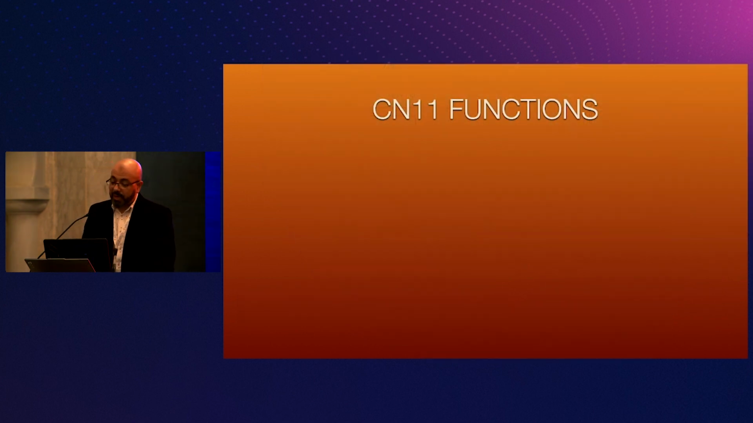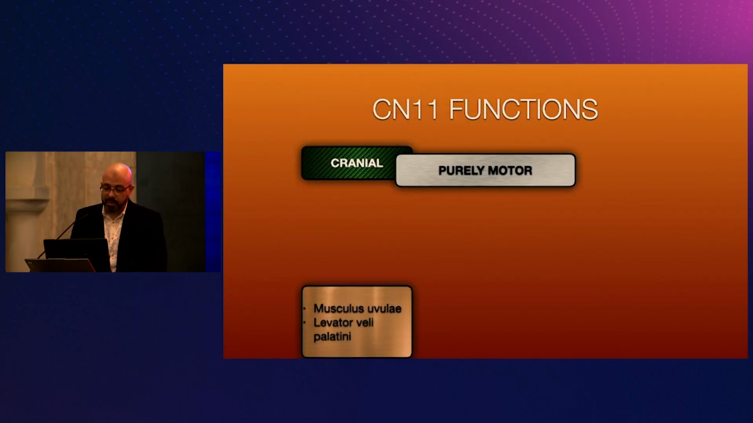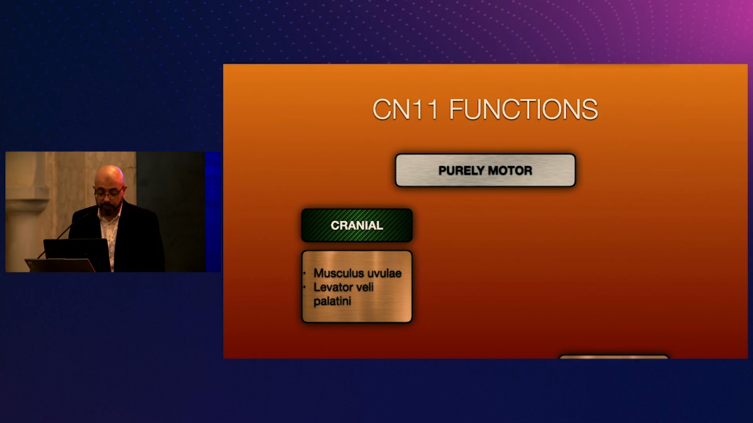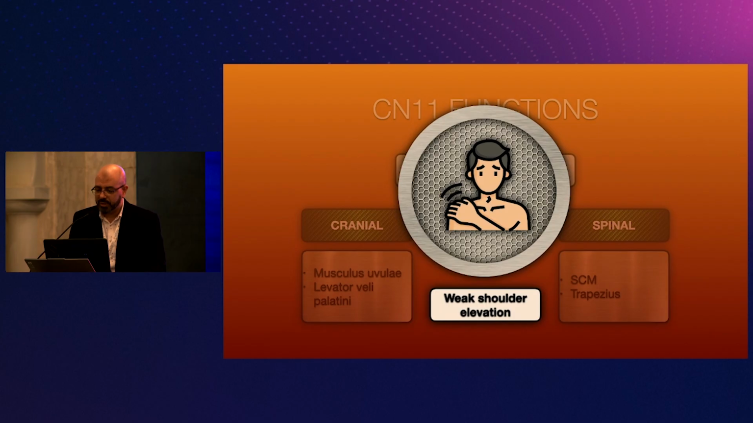As we said, cranial nerve number 11 is a purely motor nerve. It supplies only 4 muscles. The cranial component supplies the uvula and the levator veli palatini, and the spinal component supplies the sternomastoid and the trapezius. That's why when we have a patient with cranial nerve number 11 palsy, they will present with what? With weak shoulder elevation.